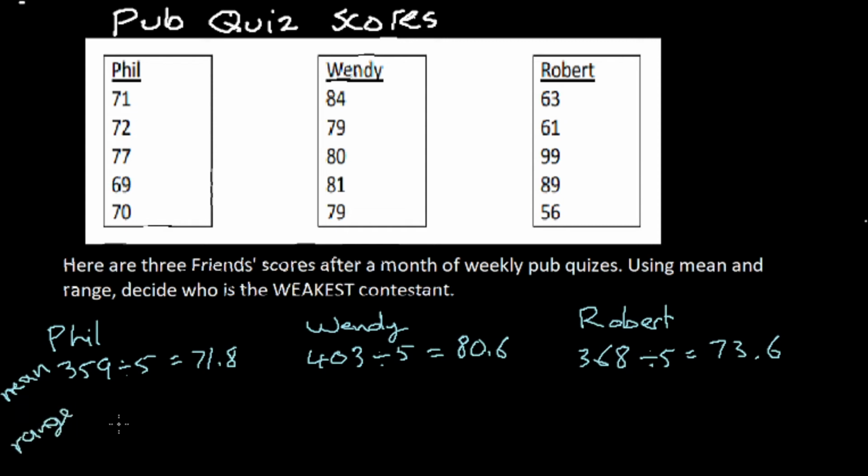So the range, remember we're going to do the biggest, take away the smallest. Okay, so for Phil this is 77 is his biggest, take away 69, which is 8. So same with Wendy, we'll do the largest, take away the smallest, which is 5. So for Robert's 99, take away 56, which is 43.